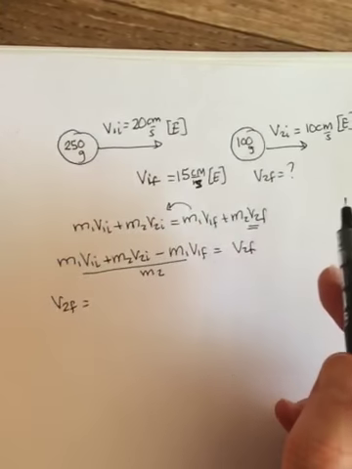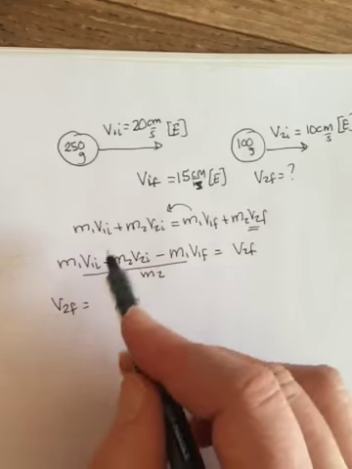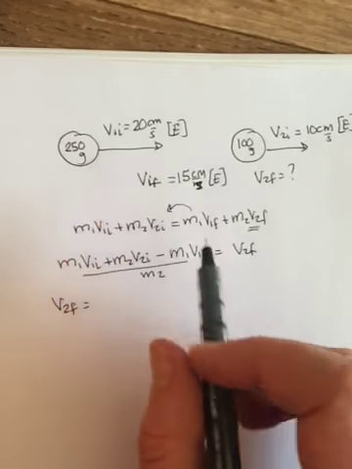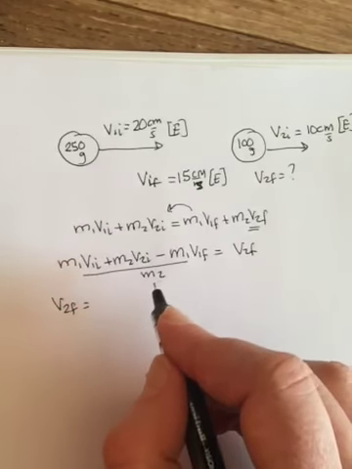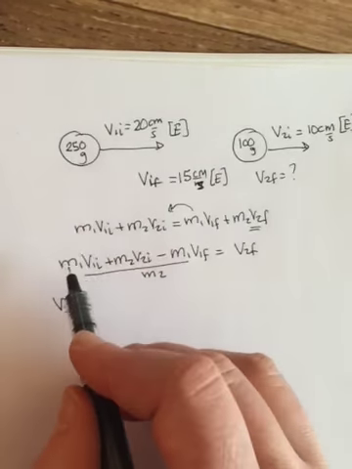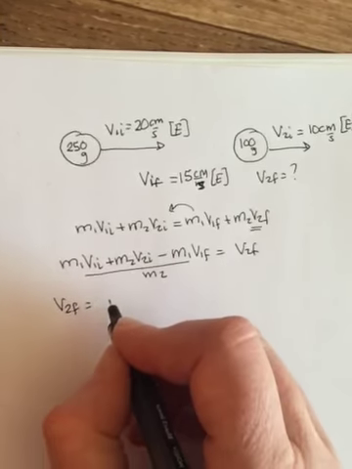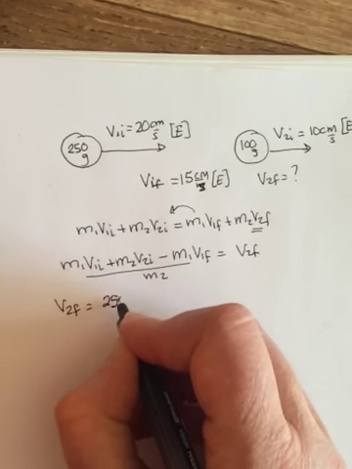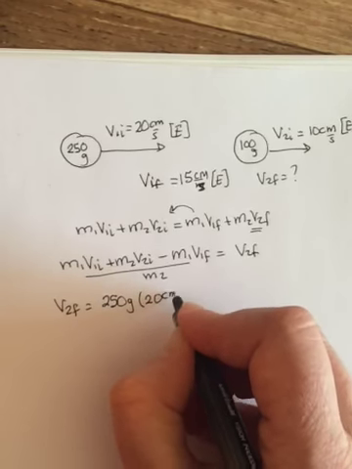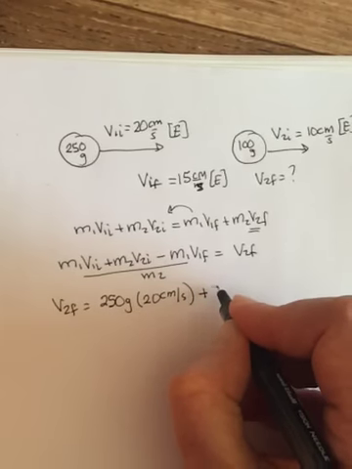Now, I could change everything to kilograms and meters per second, but because I'm just finding V2F and they've given me everything in centimeters per second, I can just leave it that way. Because I'm going to have grams on the top and grams on the bottom, they're going to cancel each other out. If you want, you could divide the masses on the top and bottom by 1,000, but it's really not going to change anything. If you're not sure, then you might want to change it. Better to be safe than sorry.